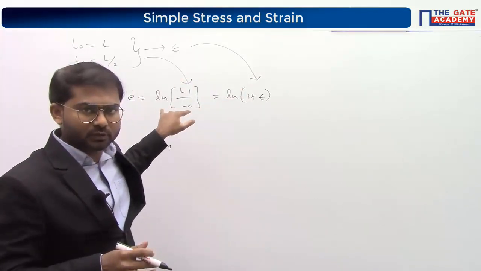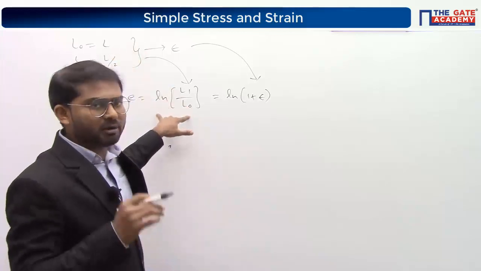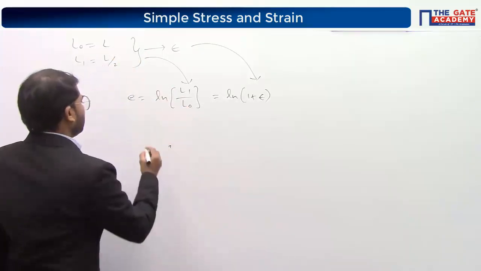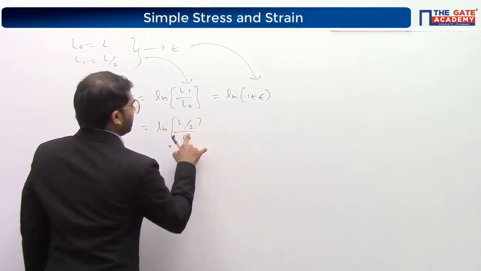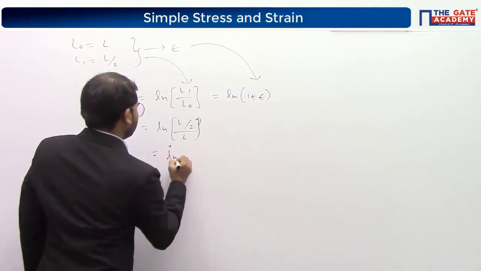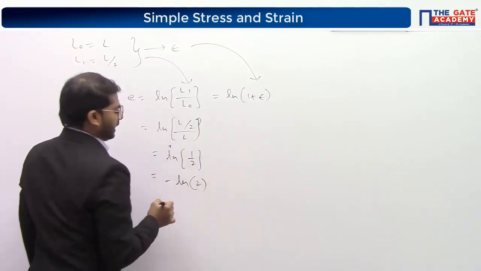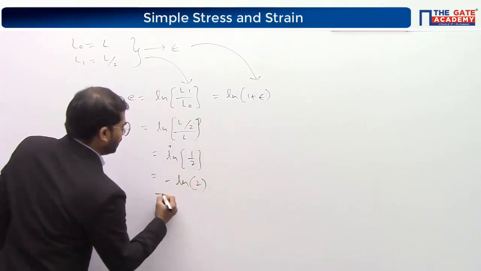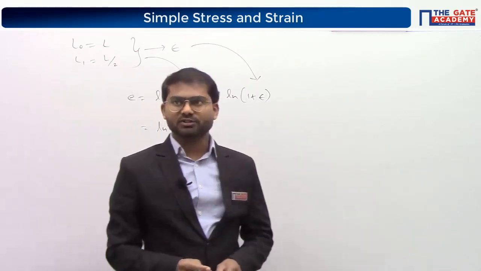This formula should immediately pop up in your mind. Once you see these length values, you should use this formula to get the answer. So here, if you substitute, final length is L by 2, original length is L. So this gives you ln of 1 by 2. This comes out to be minus ln of 2, so minus 0.69. So this negative sign is very important.